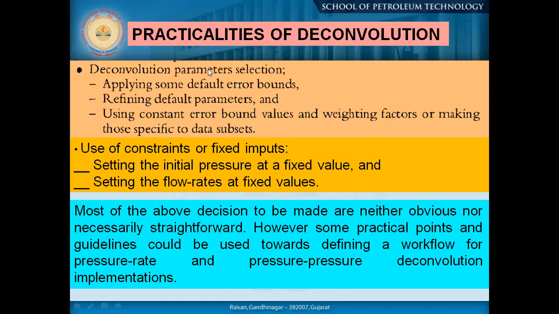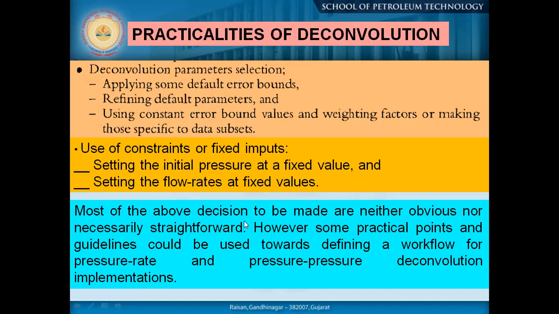So that means you are trying to get some default value for a specific test you have conducted. Okay, so use constants or fixed input. What you are doing is two ways: setting the initial pressure at a fixed value, or setting the flow rate to a fixed value. That means when we are calculating, I have to fix either the pressure or the flow rate.